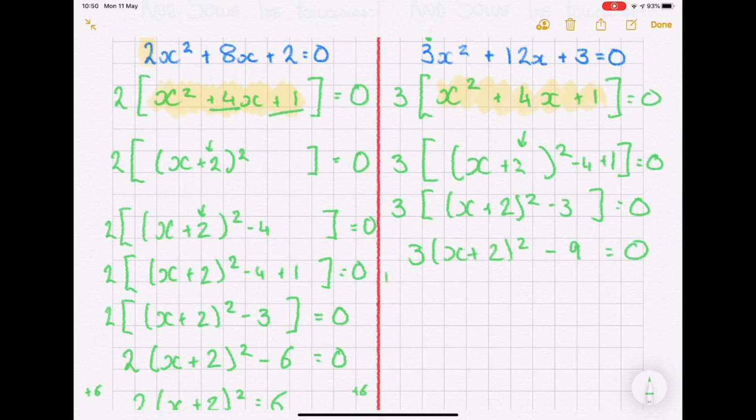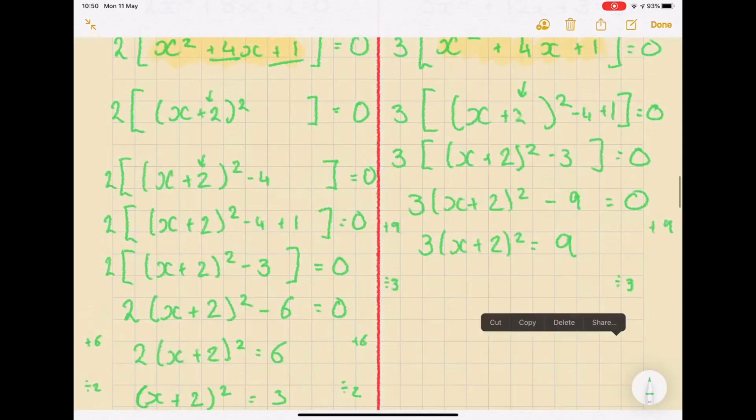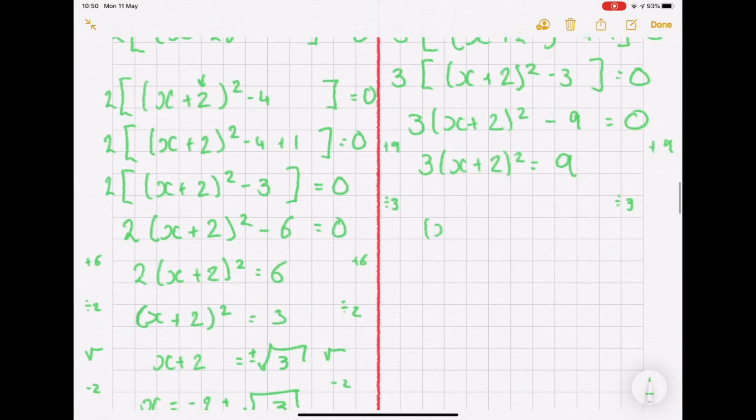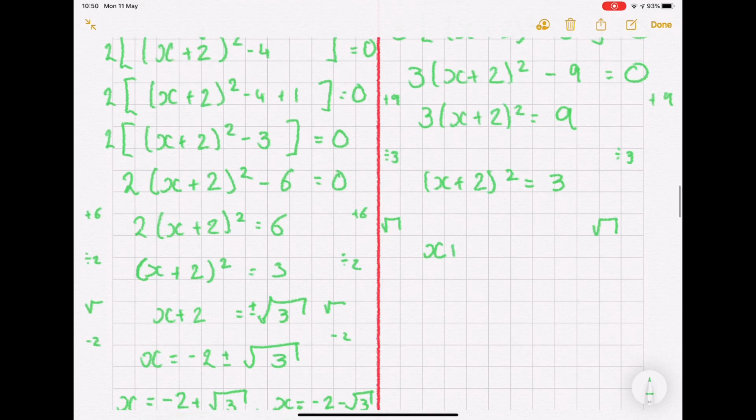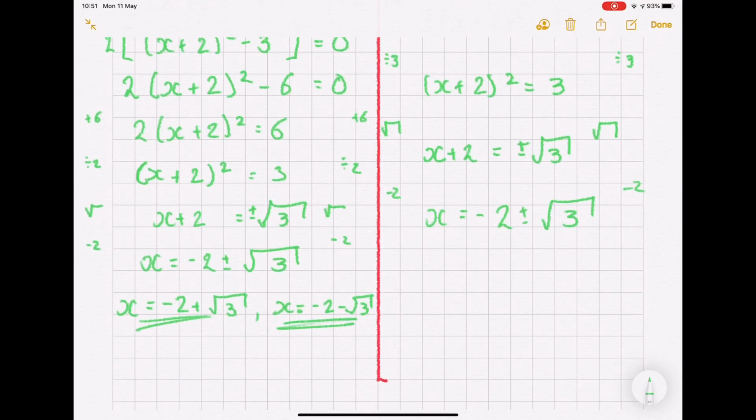And now we can solve. Let's add 9 to both sides to give us 3 brackets x plus 2 squared equals 9. Let's divide both sides by 3 to give us x plus 2 all squared equals 3. Let's square root both sides to give us x plus 2 equals plus or minus root 3. Now let's subtract 2 from both sides to give us x equals negative 2 plus or minus the square root of 3. Oh, sorry, root 3.